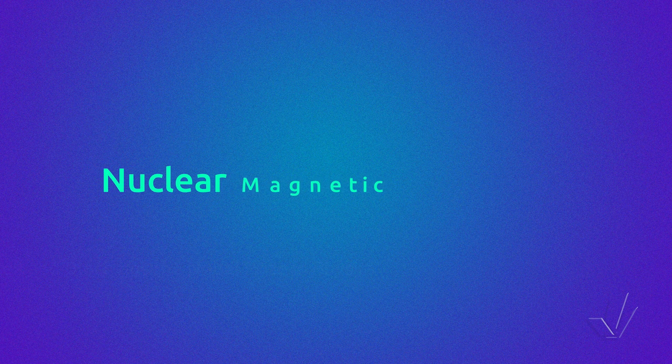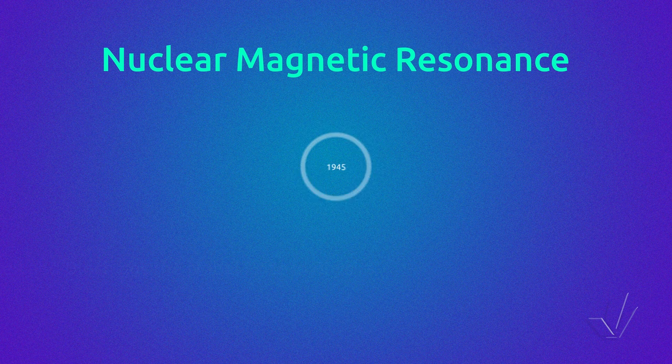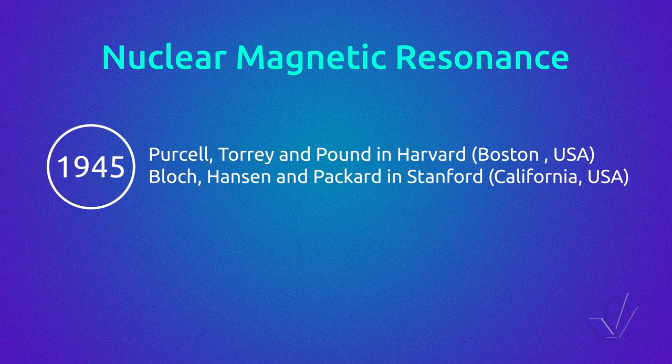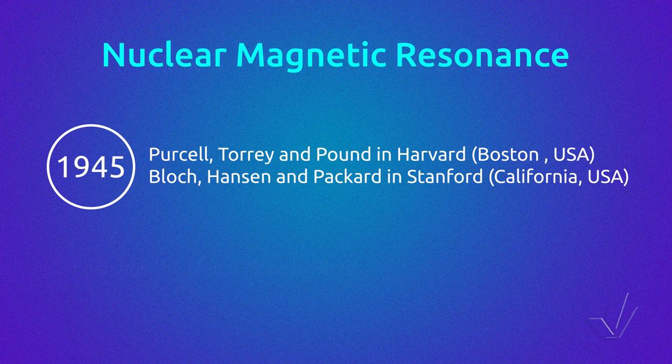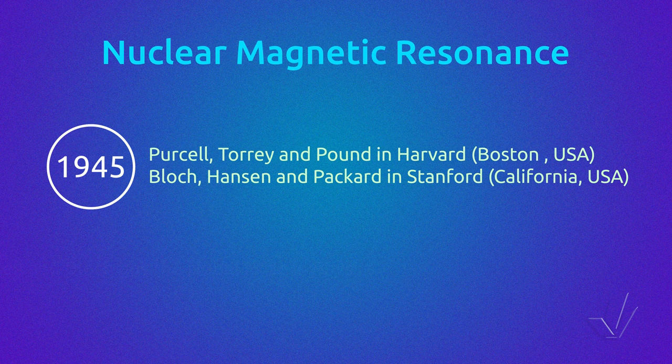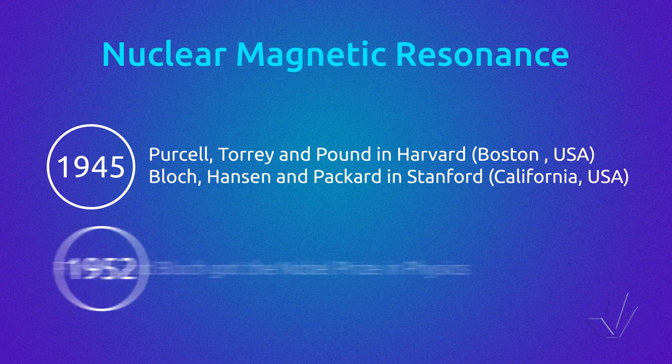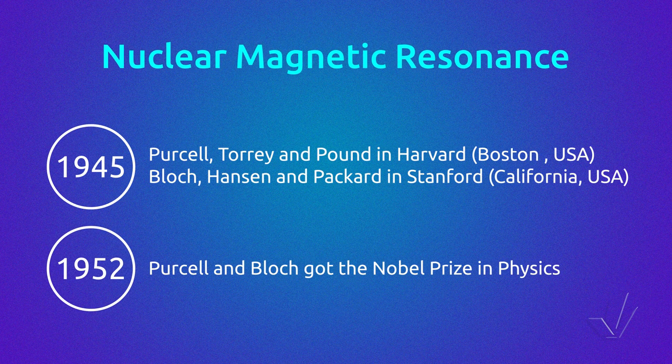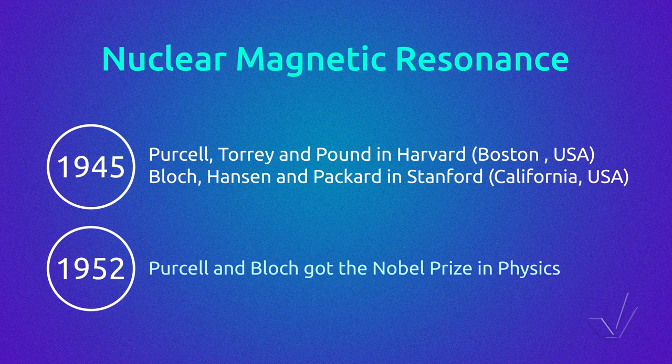Nuclear magnetic resonance was discovered by two groups headed by physicists in 1945, the group of Purcell from Harvard and the group of Bloch from Stanford. Due to the relevance of these discoveries, Purcell and Bloch got the Nobel Prize in Physics in 1952. As well as ultraviolet and infrared, NMR is an absorption spectroscopy, and its range in the electromagnetic spectrum is the radio frequency region.